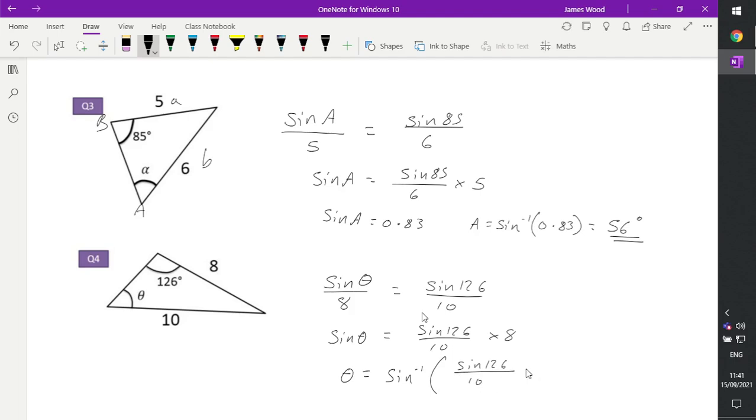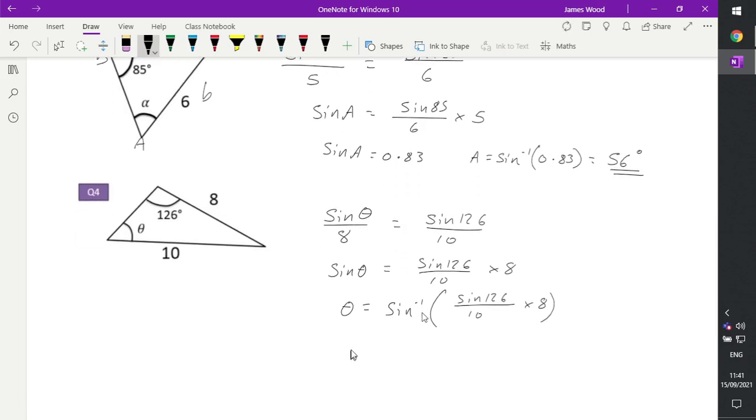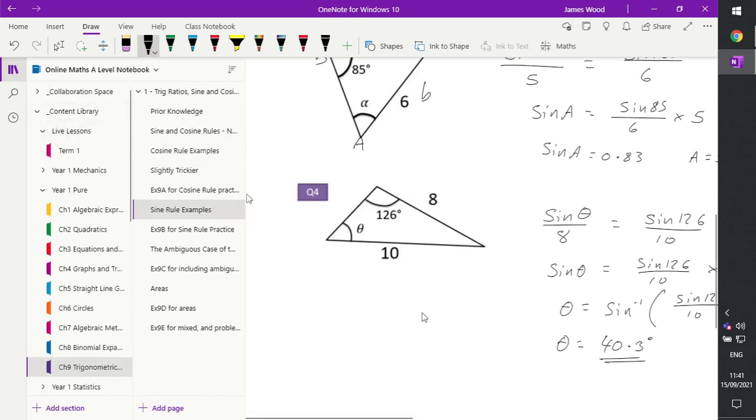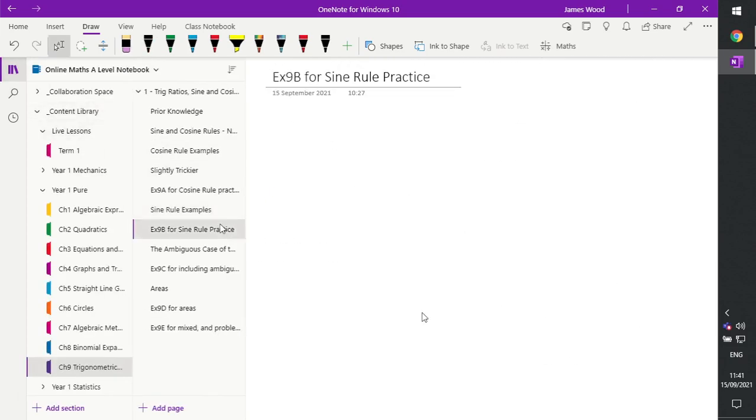You wouldn't necessarily need to write all this working, because you could just type this into your calculator. But I just want to show you what I'm doing. So let's work this out. If I do that, I get 40.3 degrees. Okay, there we go. Again, if you wanted to do exclusive practice just on sine rule, you could have a look at 9b.